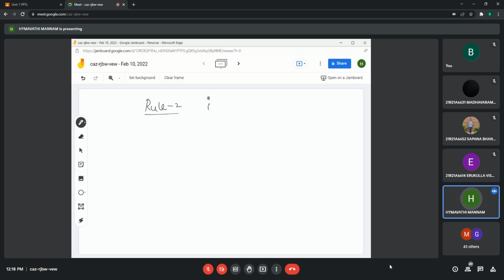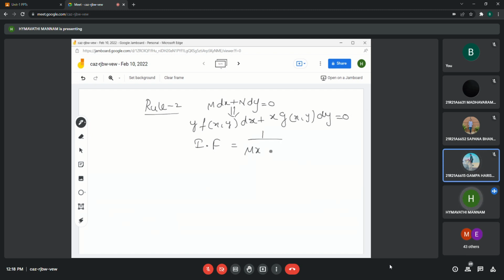Rule 2: the given differential equation is m dx plus n dy is equal to 0, and it is in the form y into f of x comma y dx plus x into g of x comma y dy is equal to 0. If the given differential equation is of this form, then what is the integrating factor? 1 by mx minus ny is an integrating factor.